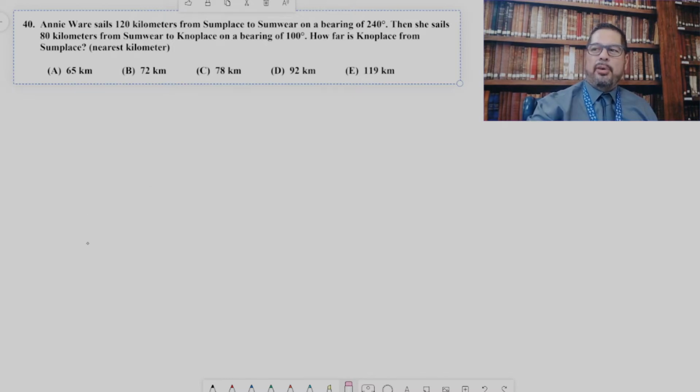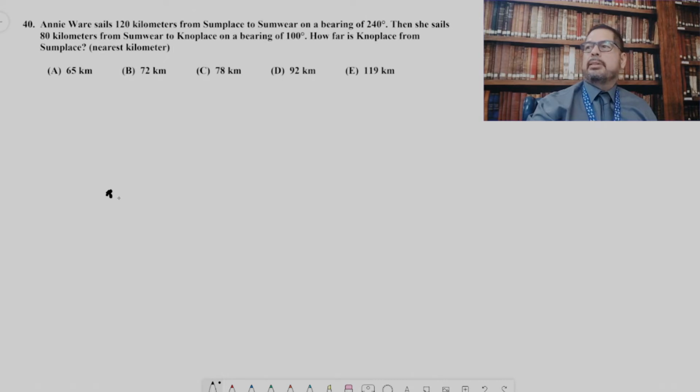So you draw yourself a rough picture. She sails 120 kilometers from someplace to somewhere on a bearing of 240. The pictures can be hard to draw sometimes. Let's take a look. If we're going to use counterclockwise from the positive x-axis, she starts at someplace and goes 120 kilometers on a bearing of 240. So, 90, 180, 270. She goes something like this. And this is 120 kilometers.